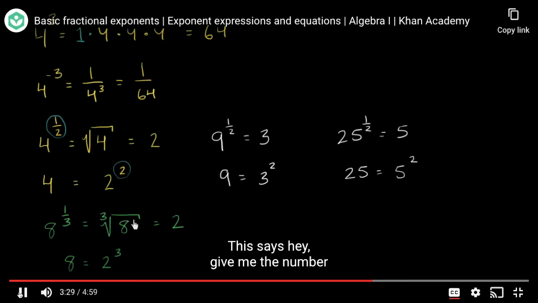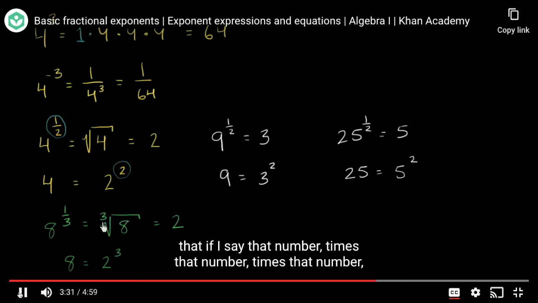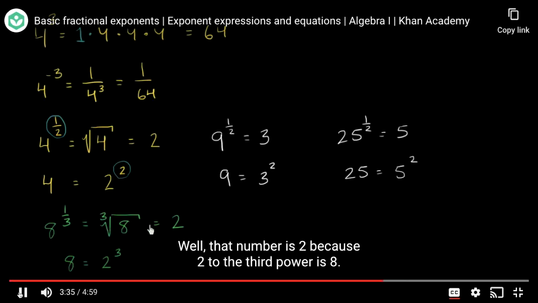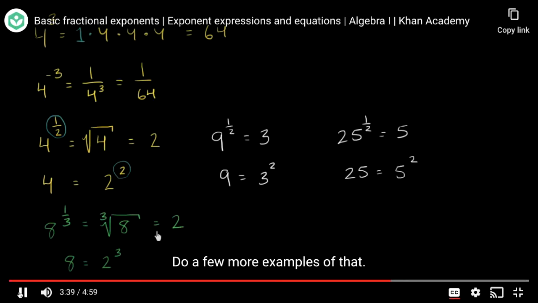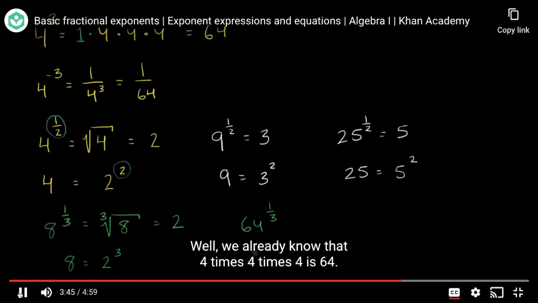This says, hey, give me the number that if I say that number times that number times that number, I'm going to get 8. Well, that number is 2, because 2 to the 3rd power is 8. Let's do a few more examples of that. What is 64 to the 1/3 power? Well, we already know that 4 times 4 times 4 is 64.